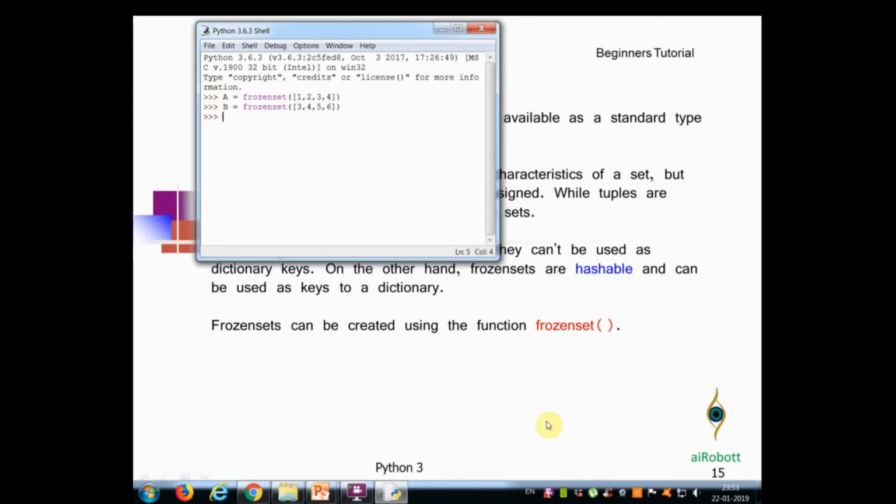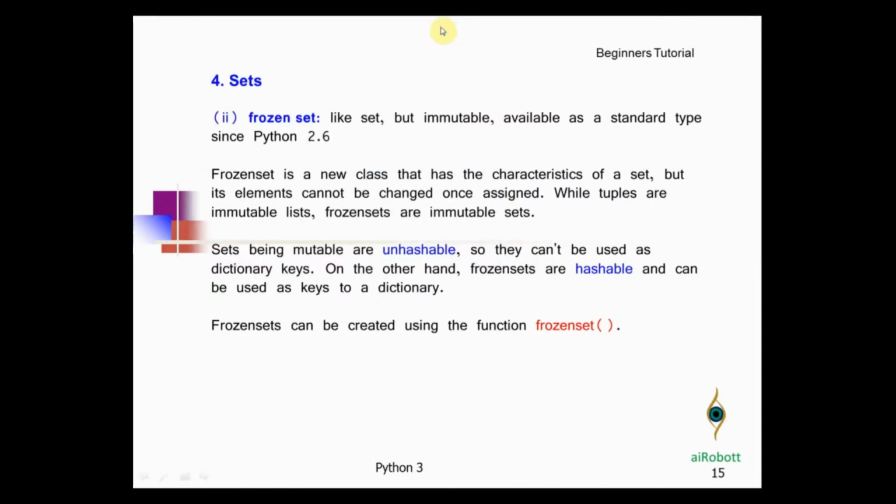Frozen set is just an immutable version of the Python set object, while elements of a set can be modified at any time. Elements of a frozen set remain the same after creation. Due to this, frozen sets can be used as a key in a dictionary or as an element of another set. But like sets, it is not ordered. The elements can be set at any index.